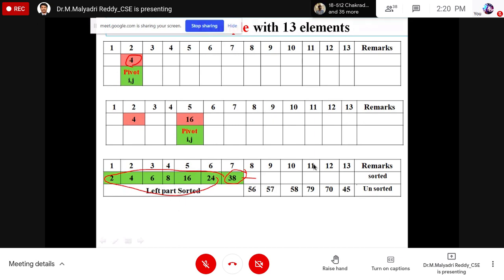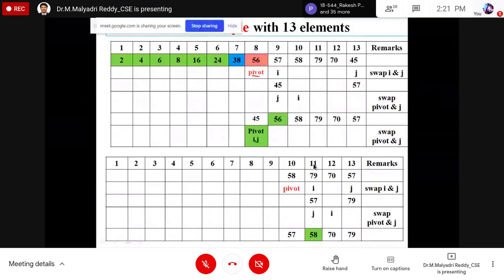Next we move to the right child, the right part, the sub part of the fixer: 56, 57, 58, 79, 70, 45. Next, coming to this, we take 56 as the pivot element. The same procedure is started. i is the left position, j is the right position. The i value 57 is greater than the pivot element, so stop the iteration and go to the right position. j compared with the pivot element is smaller. According to the rule, we need to swap these two numbers. So 57 and 45 are swapped.